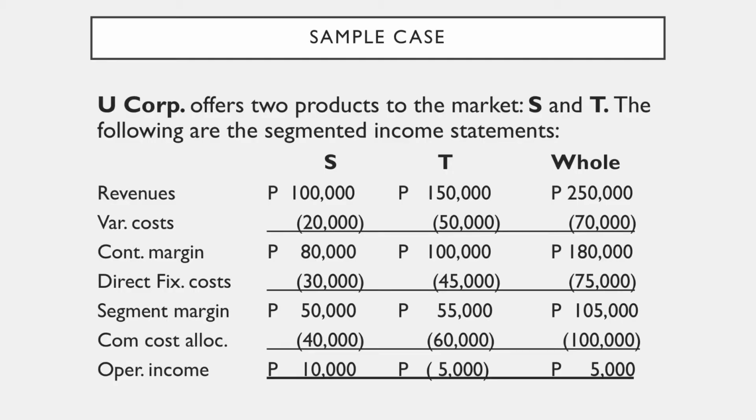So we would have revenues, variable costs, the difference is a contribution margin, direct fixed costs, the difference is segment margin, common costs allocated, the difference is the operating income. Both for product S and product T, as well as the company as a whole. Note that product T is showing a loss in the income statement. But does it automatically mean that we should drop product T? It doesn't follow all the time. So let us refer to the questions.